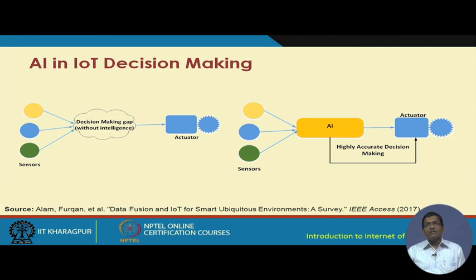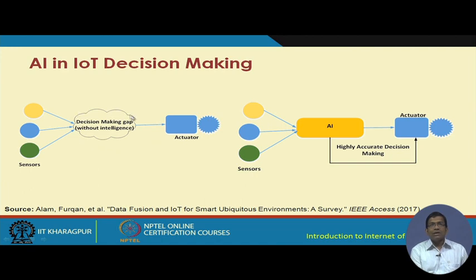So AI, artificial intelligence, comes as a big helper in enabling this. Let us consider this particular figure. Traditionally, you have these different sensors, and the sensor data has to be transmitted over the communication medium, and based on that some actuation is going to happen. But how is that actuation made possible? Is it from one or two of these sensors, based on whose value you are going to actuate, or can we do something better?